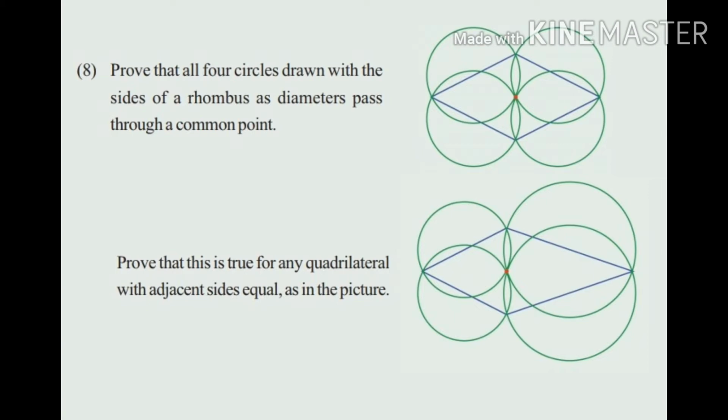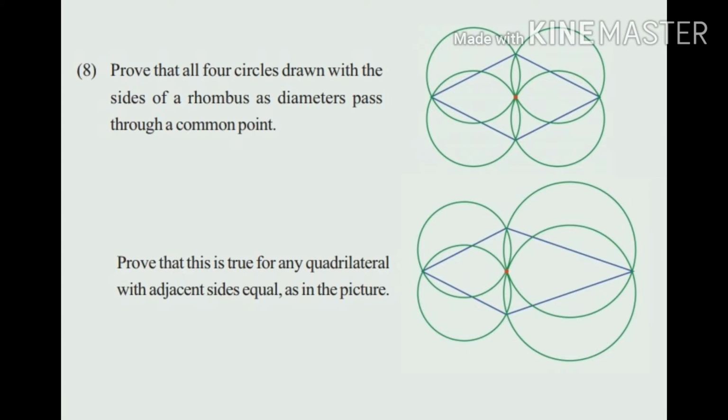I think this is better, so try to do that. Similarly, you can do the next also. Prove that this is true for any quadrilateral with adjacent sides equal as in the picture. Just take any quadrilateral. Adjacent sides equal means in one corner you take both sides with the same measurement. For the second corner also you have to take the two sides as the same. Then also try the same construction.